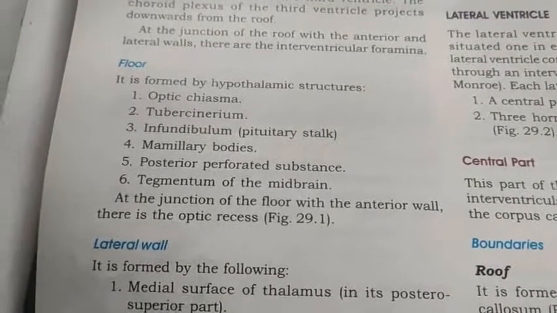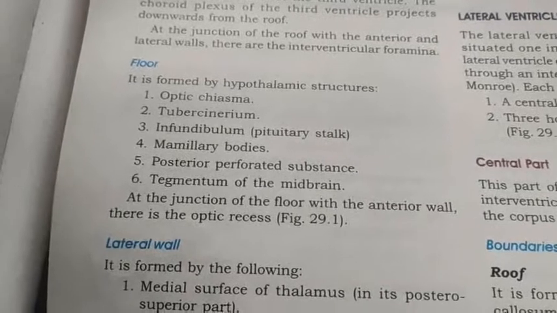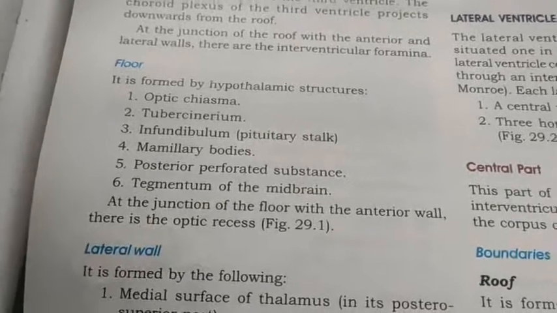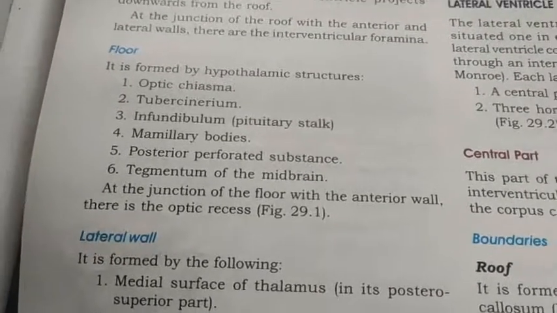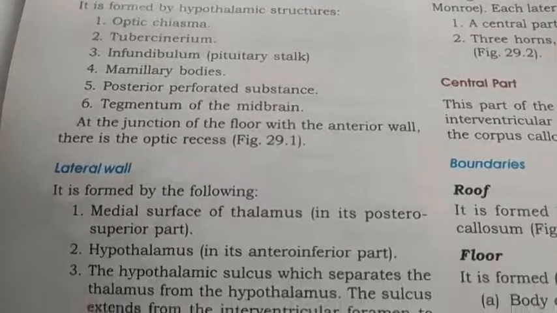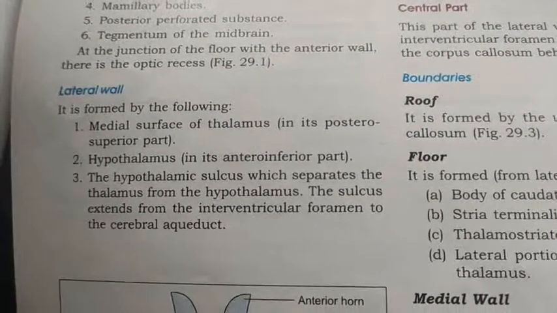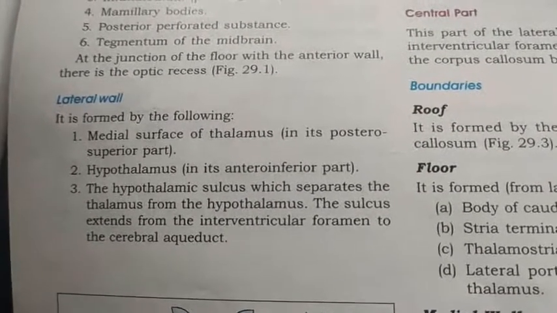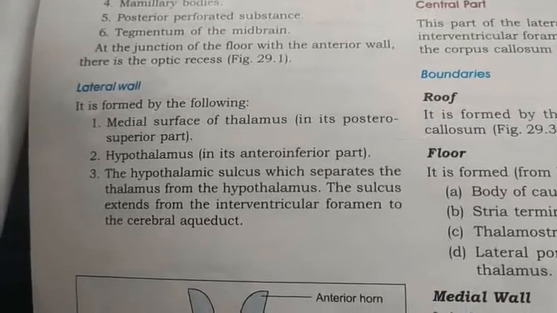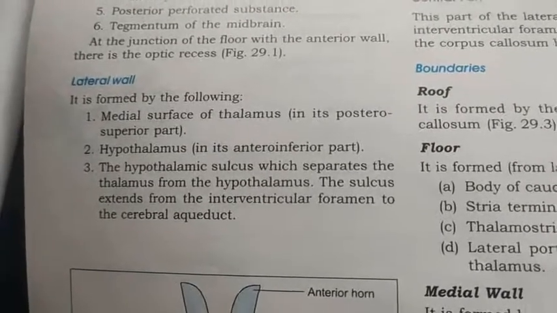The floor has these structures: optic chiasma, tuber cinereum, infundibulum of pituitary, mammillary bodies, which are the projections seen in the inferior part of the third ventricle, posterior perforated substance, and tegmentum of the midbrain. The lateral wall has the medial surface of thalamus, hypothalamus and hypothalamic sulcus, which separates the thalamus from the hypothalamus. The sulcus extends from the interventricular foramen to the cerebral aqueduct.